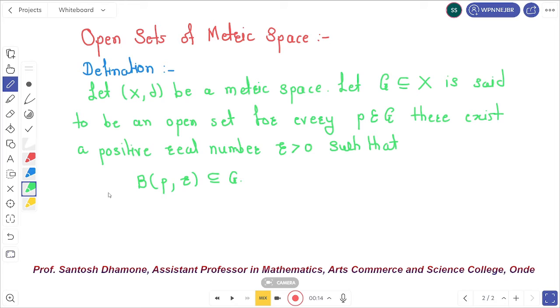Okay, this is the definition of open sets of metric space. Let (X, d) be a metric space. Let G be a subset of X. G is said to be an open set if for every point P belonging to G, there exists a positive real number r greater than 0 such that the open ball about point P with radius r is contained in G.